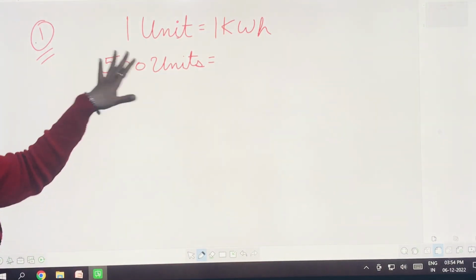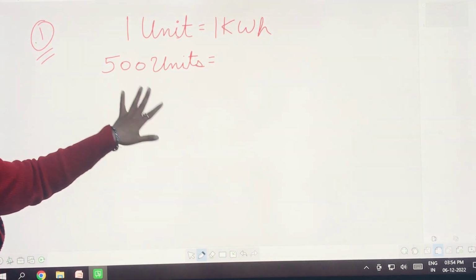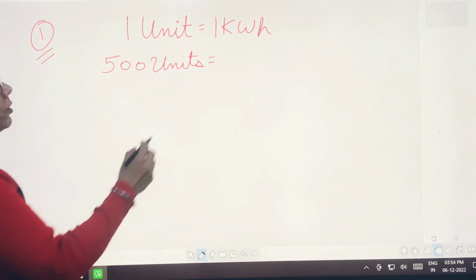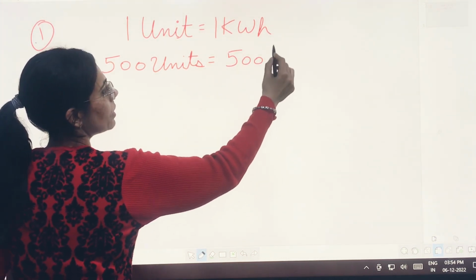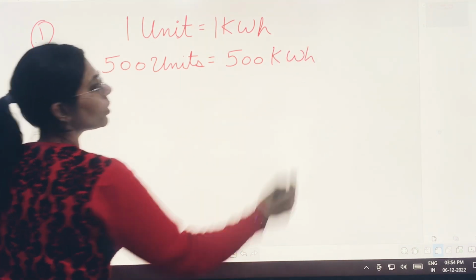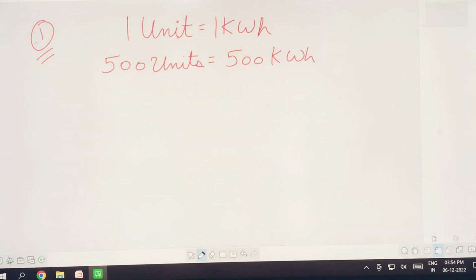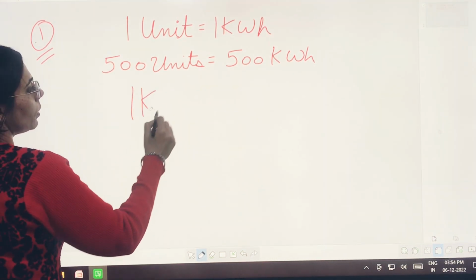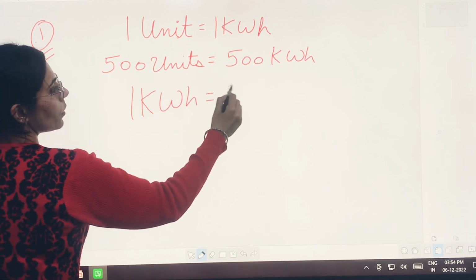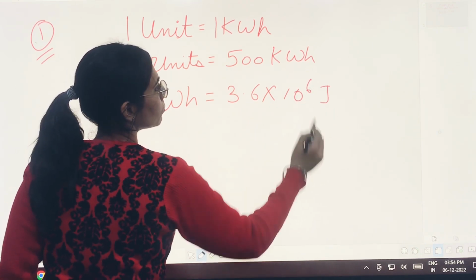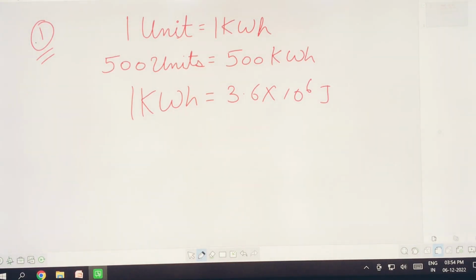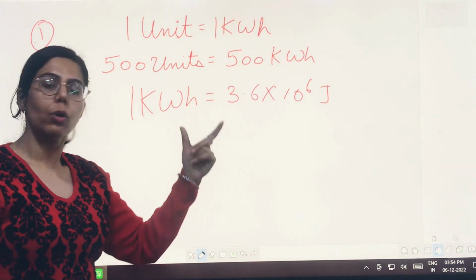Now, as we know, 1 unit is equivalent to 1 kilowatt hour, and 500 units will be equivalent to 500 kilowatt hour. And we very well know, as we have learnt, that the value of 1 kilowatt hour is 3.6 into 10 raised to power 6 joules. Fine with it? We need to calculate the same in joules, so we will calculate 500 kilowatt hour in joules.